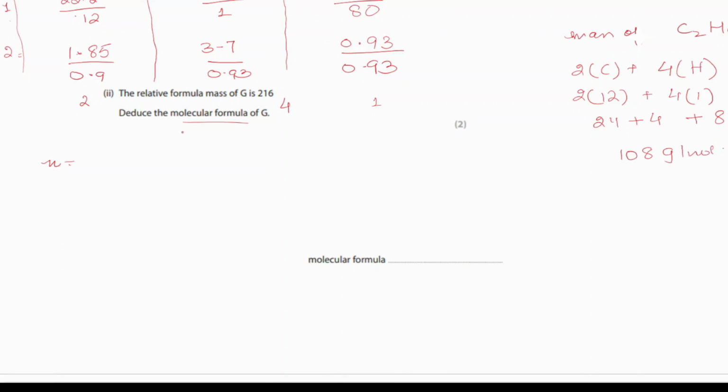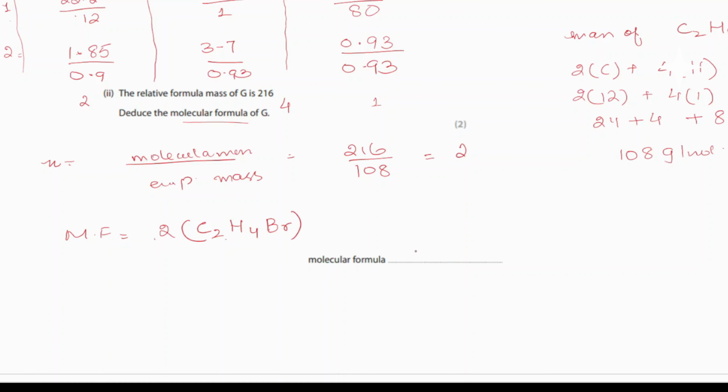So N is equal to the molecular mass divided by the empirical mass. So 216 divided by 108. The answer is, it's doubling. 108 doubled is 216. So the molecular formula would be equal to 2 multiplied by C2H4Br. So it would become C4H8Br2. Correct. Good.